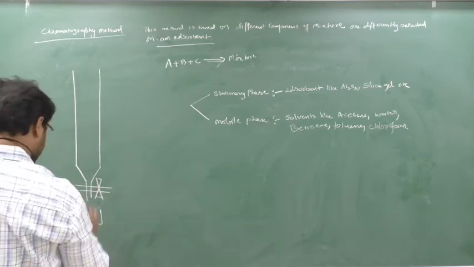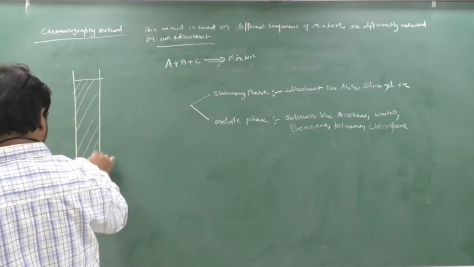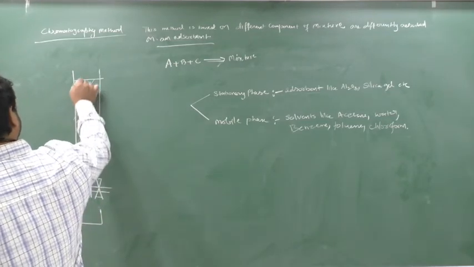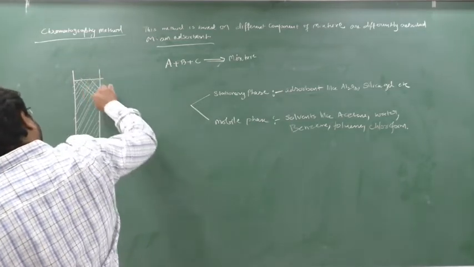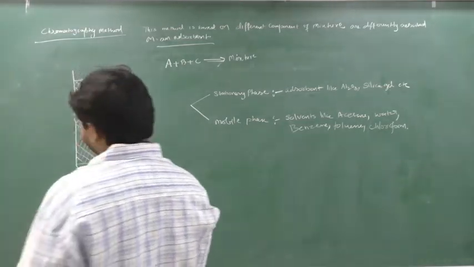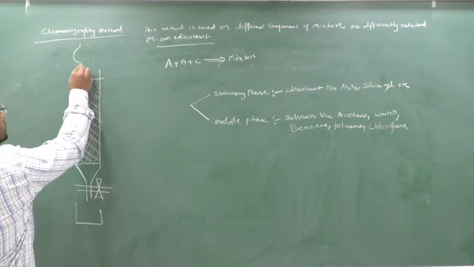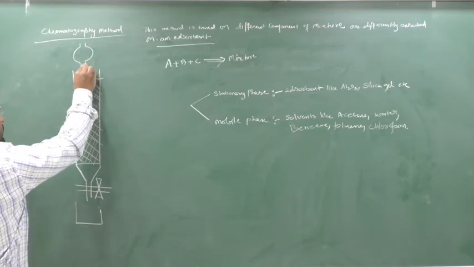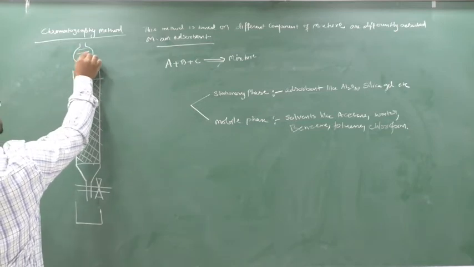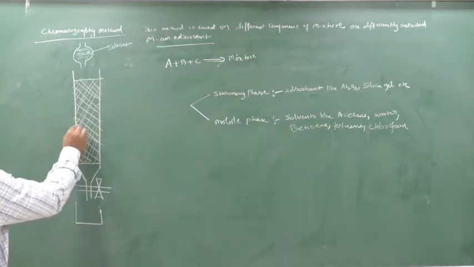Okay, and inside we are filling an adsorbent like silica gel, whatever it may be. Clear? And on the top we are keeping a solvent, in a cup-like shape. We are filling the solvent here. So this is a solvent, and I told you what can be the solvent here, and this is my adsorbent.